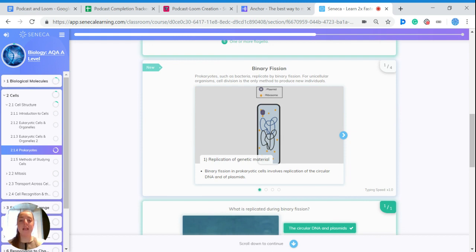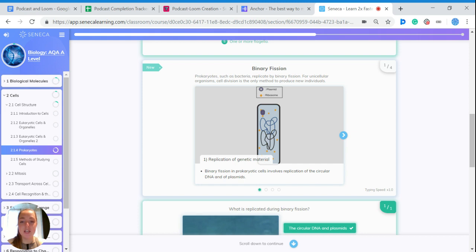Some prokaryotes, like bacteria, will replicate by a process called binary fission. For unicellular organisms, cell division is the only way to produce new individuals. So I'm going to talk you through the process of binary fission.